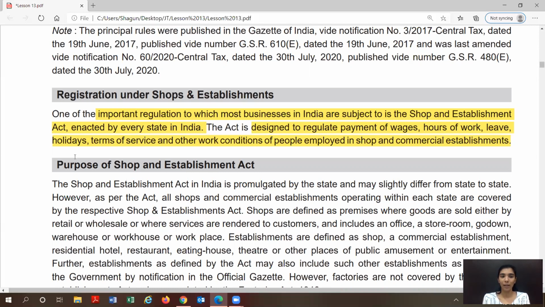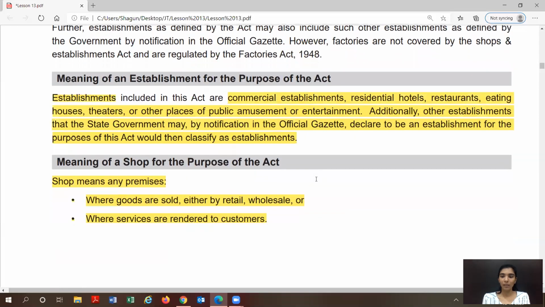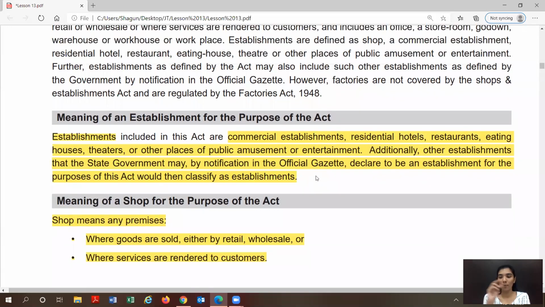It is an important regulation to which most of the businesses in India are subject, and it is designed to regulate payment of wages, hours of work, leaves, holidays, terms of service and other working conditions. It is basically meant for the employees' benefit, this particular shop and establishment registration. It is applicable to persons who are employed in any shop or commercial establishment. Two words are used in this act: shops and establishment.